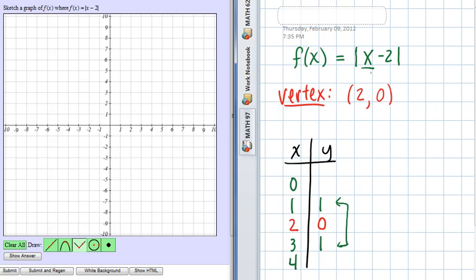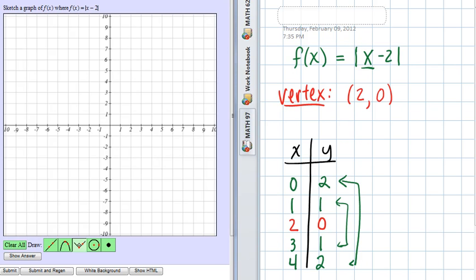Let's try 0. If I put a 0 in for x, it'll say 0 minus 2 is -2. The absolute value of -2 is +2. And then, if I put in a 4, 4 minus 2 is +2. The absolute value of +2 is 2. So there's my reflection as well.